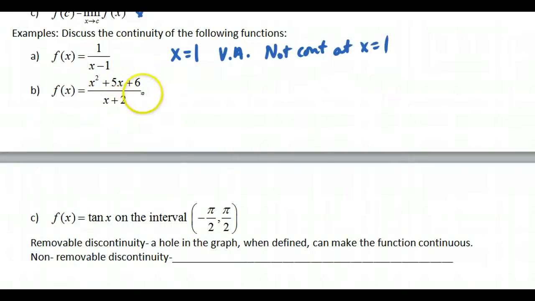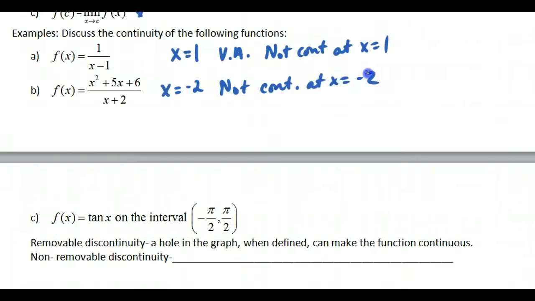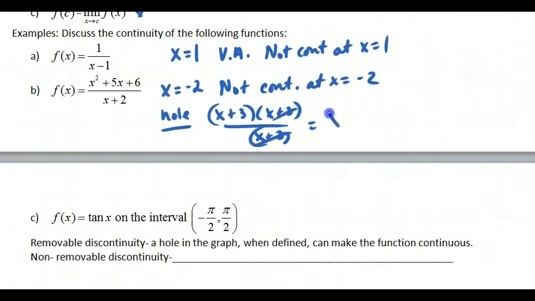For this one, we have a problem at x equal to negative 2, division by 0, so we are not continuous. But what we want to see is if this is a hole or if it would be a vertical asymptote. And if you remember, we get a hole if we can factor and cancel. So this is x plus 3, x plus 2 over x plus 2. We can cancel, so we're left with x plus 3. So this function f behaves everywhere the same as x plus 3, except for at x equal to negative 2.